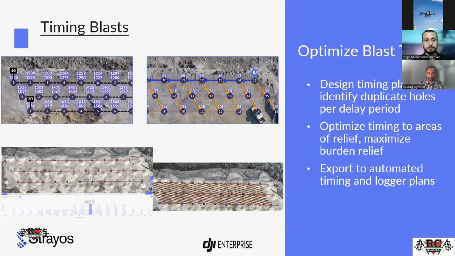So after designing, you can make multiple connections between the holes and rows, and simultaneously you can see what throw direction it is showing, what burden it is showing, and all these details you will find in the timing blast.